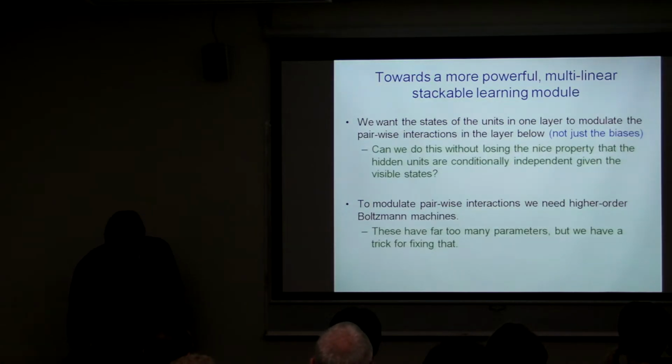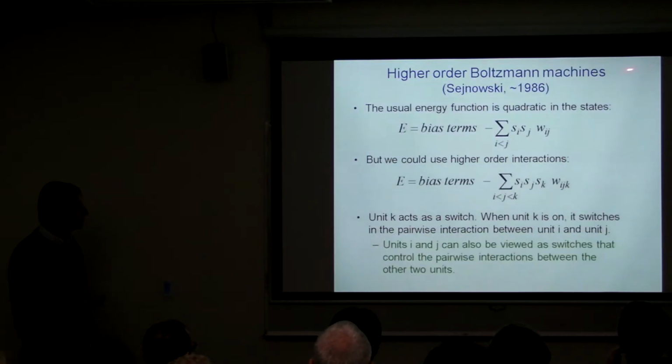So what we do is we make a more complicated energy function, which Terry suggested a long time ago. Instead of an energy function that says a visible state times a hidden state times a weight, we're going to have a visible state times another visible state times a hidden state times a weight. And you can see that if this hidden unit is turned off, this weight doesn't exist. It's like switching that weight. Whereas if this hidden unit is on, you've got the weight Wij between Si and Sj. Because it's symmetric, any one can be viewed as switching in a connection between the other two.